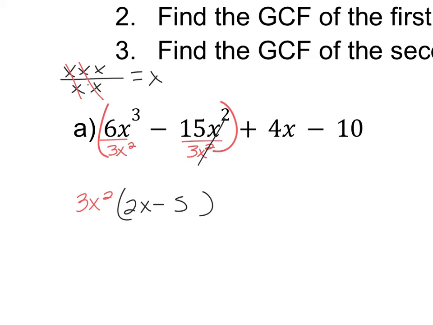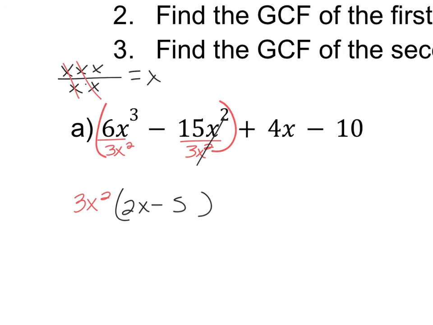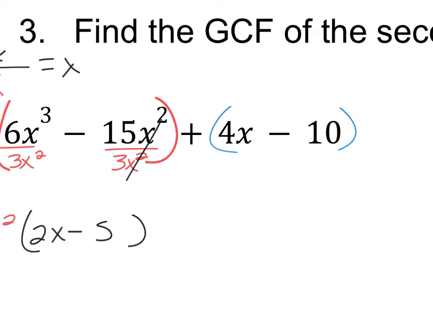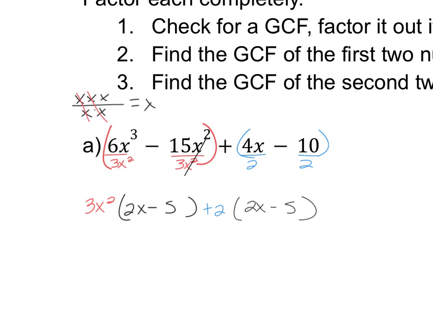Good. So now let's do this other set. What can I factor out of both of those? Looks like just a 2, right? So I'm going to factor out a positive 2. Oops, let's do it in blue. Okay, and then I have my parentheses. 4x divided by 2 would just be 2x. Negative 10 divided by 2 is negative 5.